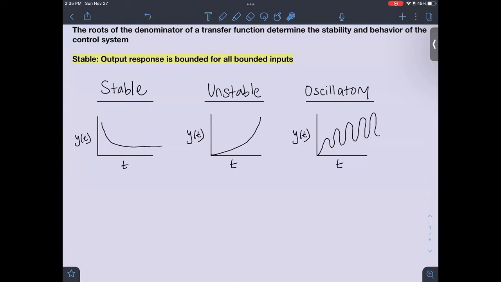where the output response is bounded for all bounded inputs, which you can see on the left-hand side where we have our function y of t. As a function of time, you can see as time goes to infinity, we're reaching a stable value. An unstable system would be one where the function is going to infinity as time goes on and we aren't reaching that single value. Additionally, we can have oscillatory systems which fluctuate between different values, and these systems can then go on to infinity or they can eventually stabilize to a single value.